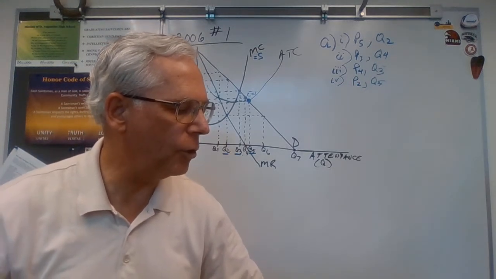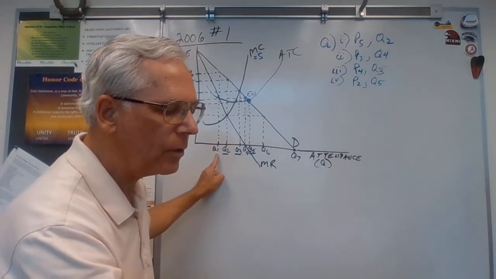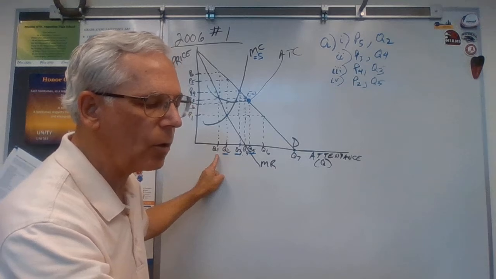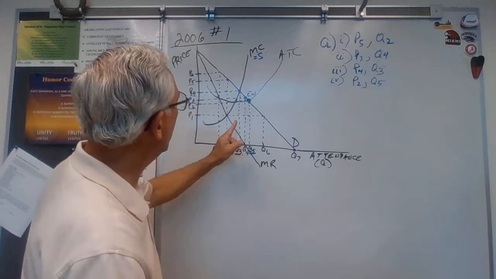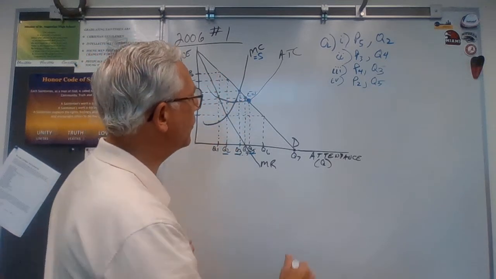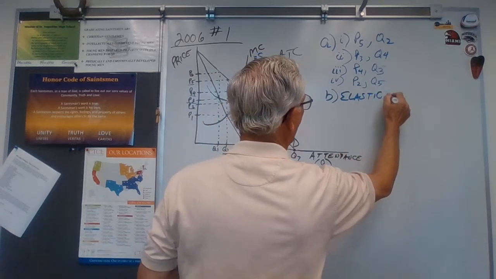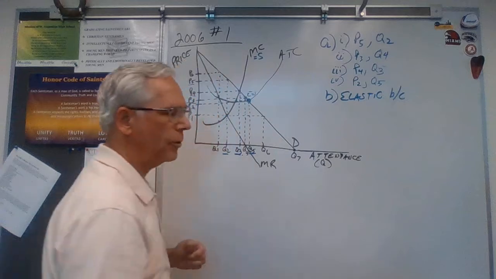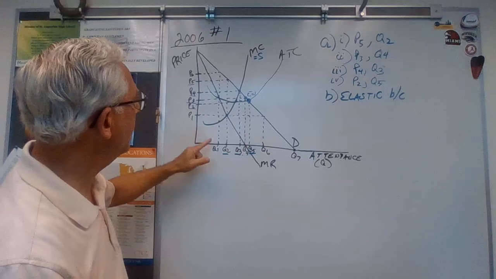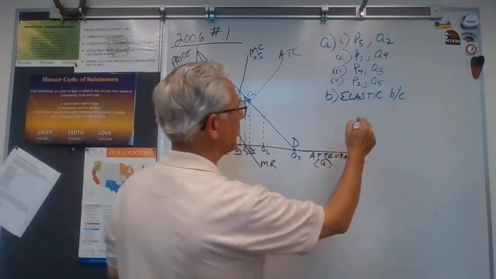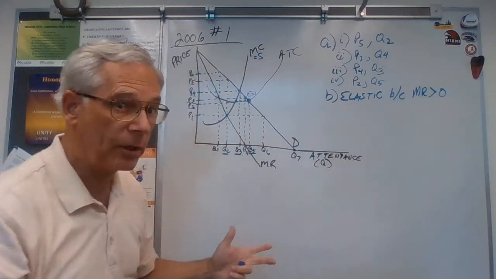Part B. When the attendance is Q1, way back here, is the price in the elastic, inelastic, or unit elastic area? Well, it's way up high on the demand curve. In fact, it's above E equals 1, so it's elastic. Why? Now, there's several reasons that you'll get the correct answer for. You can say it's elastic because marginal revenue is positive. Marginal revenue is greater than 0. That's really the best answer.